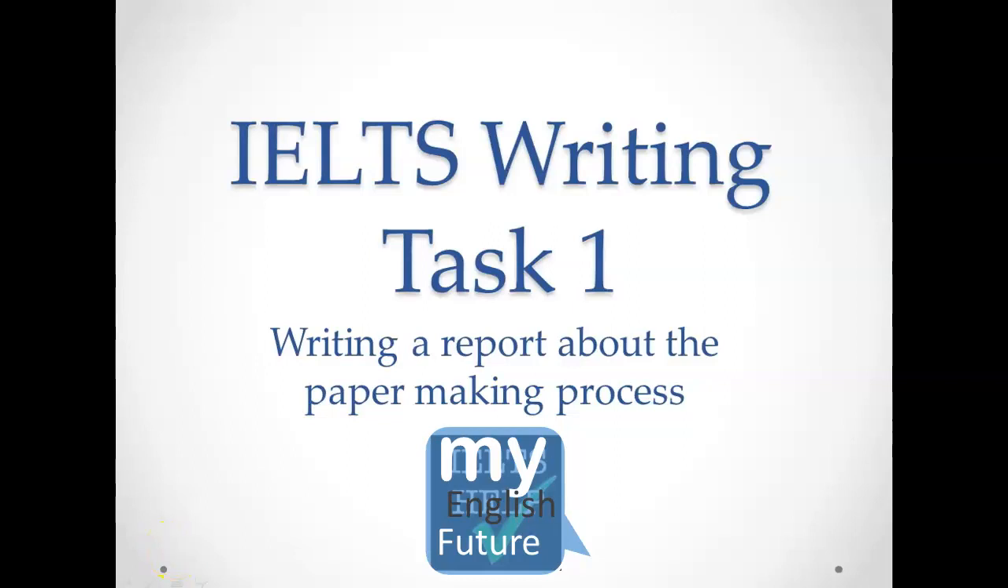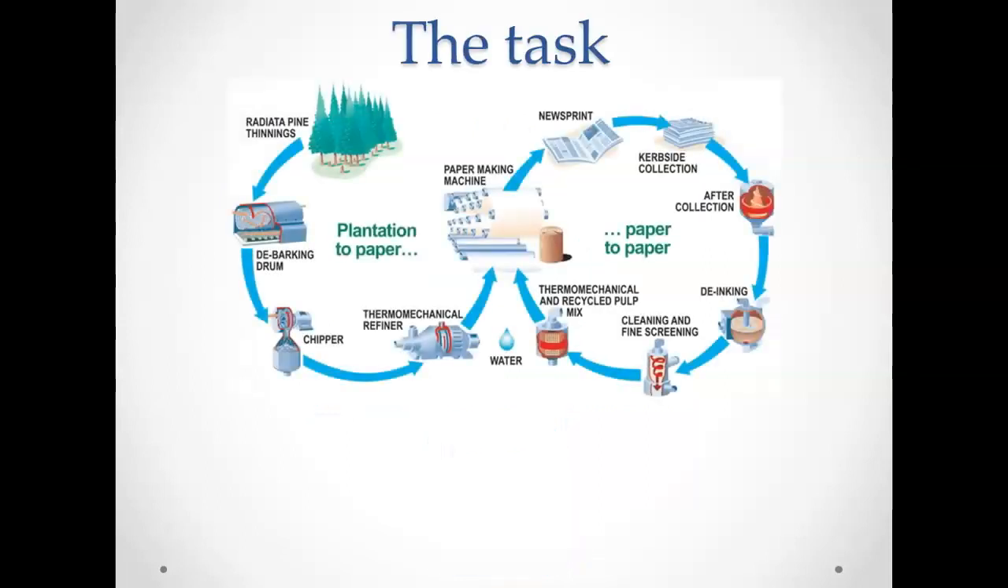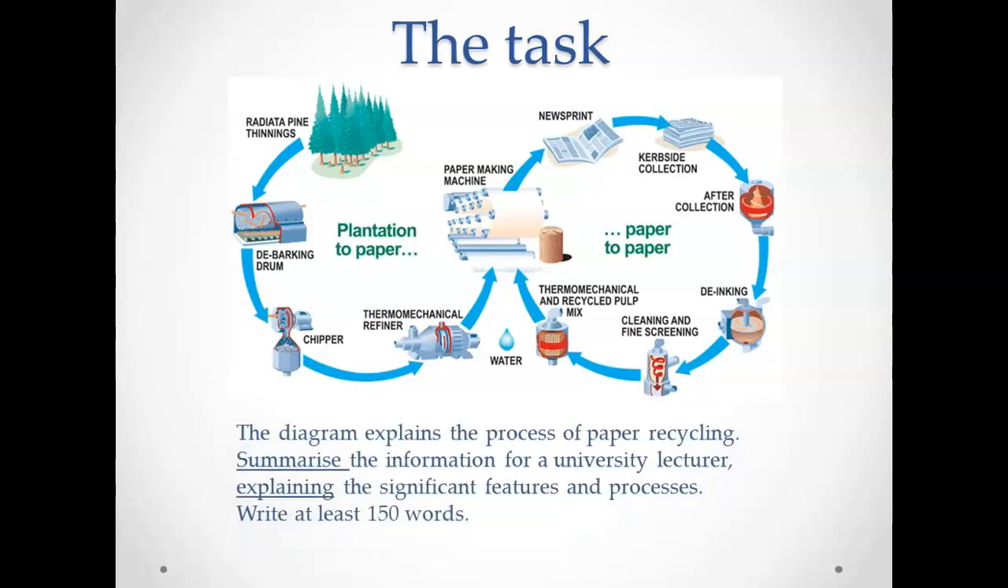Hi again. Let's keep improving the way that we describe a process, but this time we're going to look at paper recycling. Here is the visual stimulus. The diagram explains the process of paper recycling. Summarize the information, explaining the significant features and processes. Write at least 150 words.